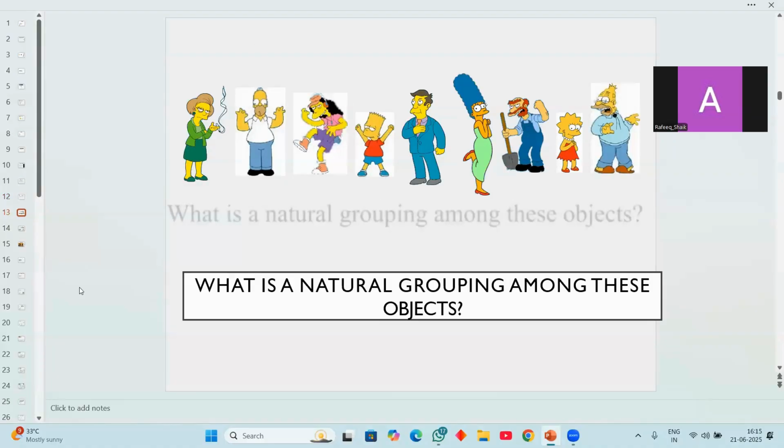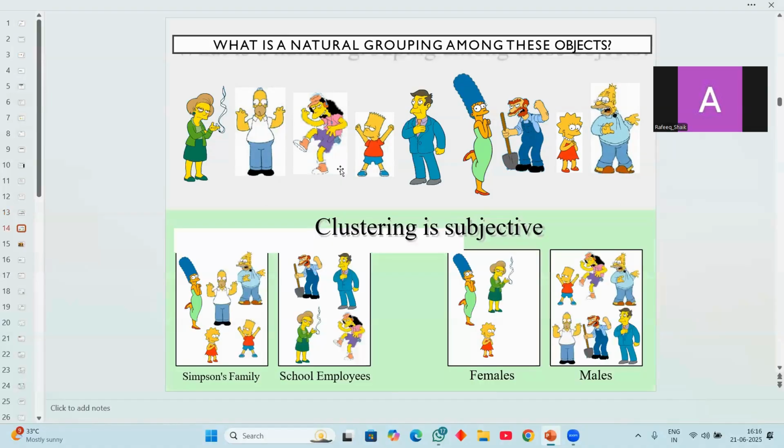Here we have a data set. We can see what the natural grouping among those objects is. We have one granny, one man, a woman, and the men in that group. So we have different genders here according to age. We want to divide them into groups. For that, we can find the natural grouping among the objects by clustering.